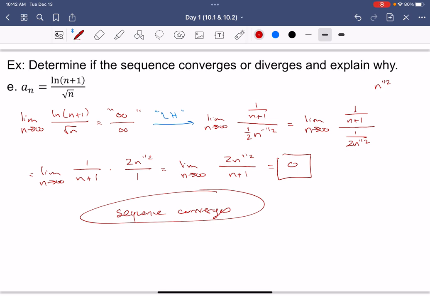So if you need to pause the video now and take a mental break before you do the next section, that's great. But I am going to go ahead and move on into section 10.2, which is going to be the start of what most of the rest of chapter 10 is about.